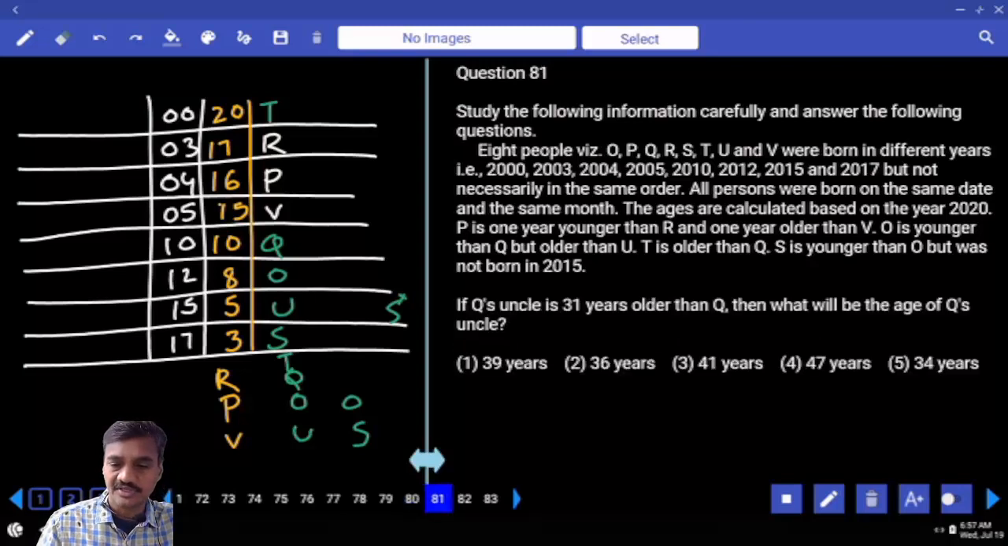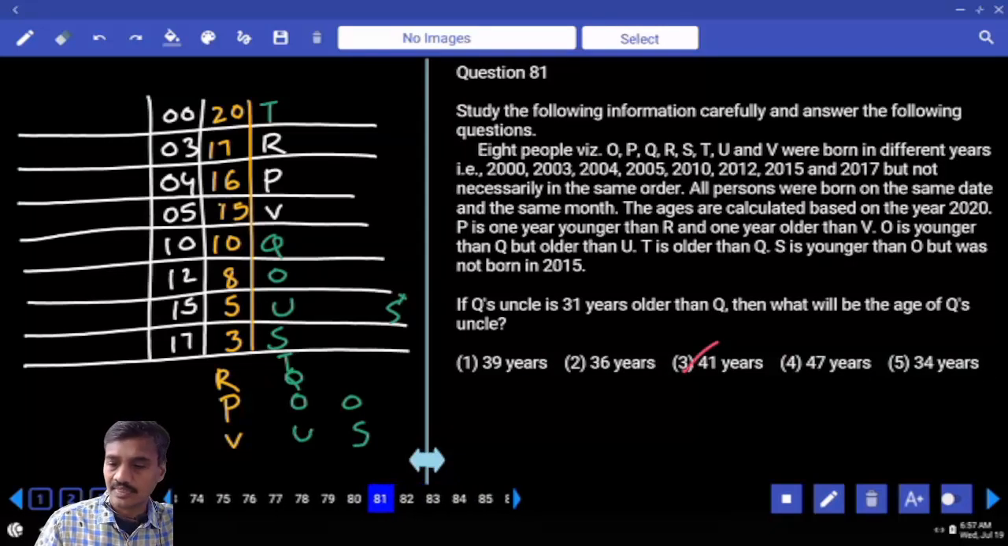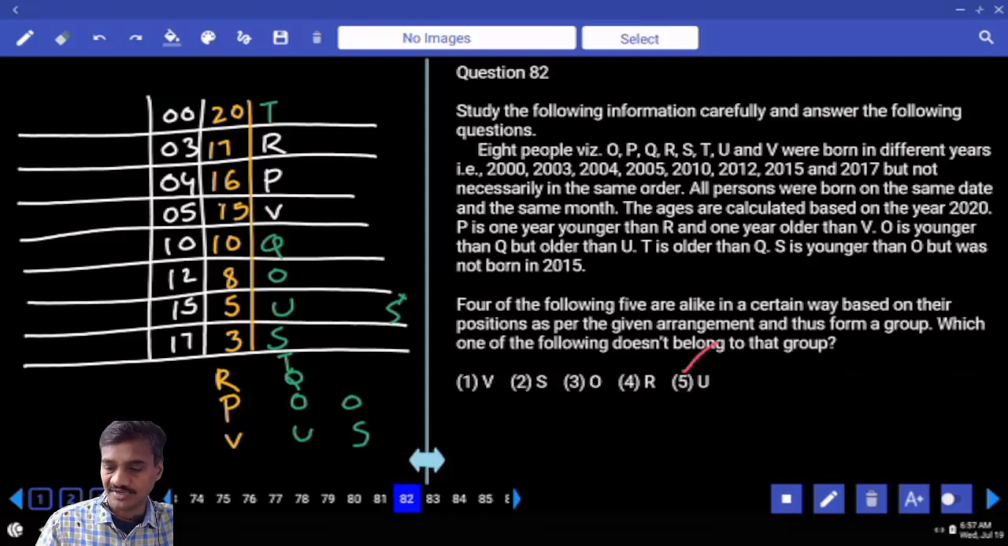Then 81, if Q's uncle is 31 years older than Q, Q is 10 plus 31, that is 41, and 41 is the age of this uncle. Hence 82, and 4 out of the following means odd one out.